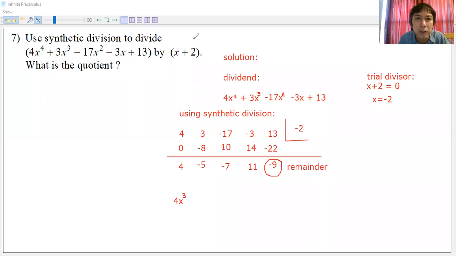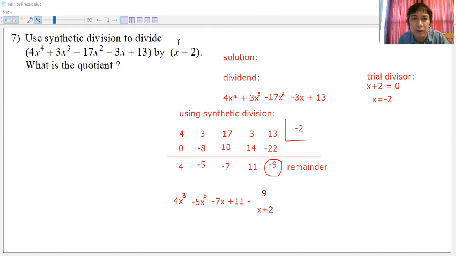And then we have the minus 5. Continue with the minus 5x squared. This will be squared. There. Then followed by the minus 7. That will be minus 7x first degree plus 11 constant. And then that's a negative 9, so we're going to use a minus there. And then 9 goes here at the numerator, and then at the denominator we will have the divisor, x plus 2.